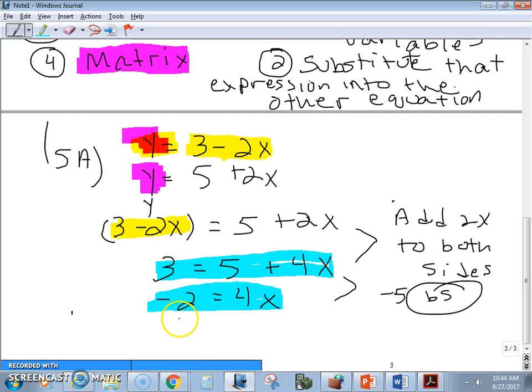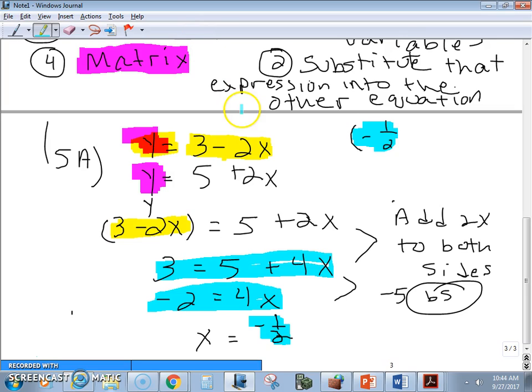And my last step, x equals negative 1/2. Can anybody tell me what I did? Divided both sides by 4 to get x equals negative 1/2. Now, I'm not done. I've only found part of the point of intersection. I found x is negative 1/2. So now I have to figure out what y was.